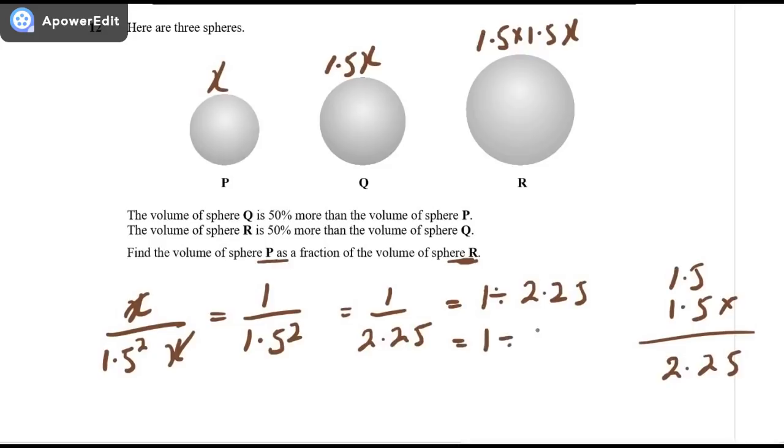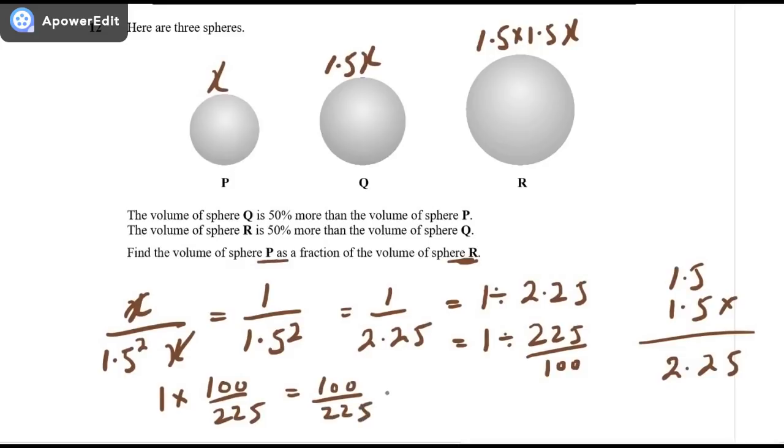So 1 divided by 2.25. Sorry, because this is decimals, if I remove the decimal, after the decimal there are 2 digits, so I can put 2 zeros. Now I can change this into a fraction. So this is going to be 1 times 100 over 225. So I got 100 over 225.